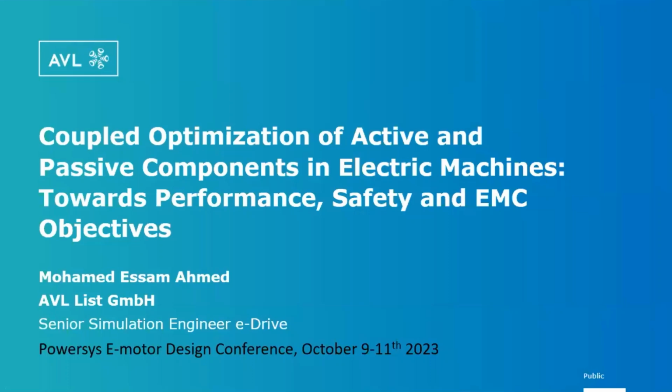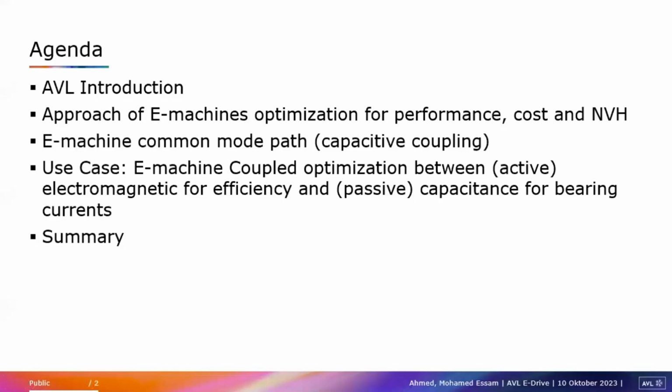It's about coupled optimization of active and passive components in e-machines towards performance targets and also some reliability and EMC targets. Today's agenda, we talk quickly about AVL for those who don't know, and then we would talk about our standard approach for e-machine optimization, usually for performance, cost, and NVH. And then we will talk about the e-machine common mode path or capacitive coupling and how we optimize and include that in GMAG simulation with a use case where we optimize both the efficiency and something like bearing currents, for example.